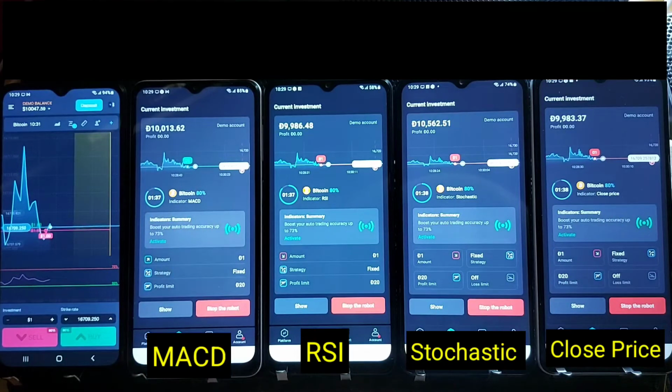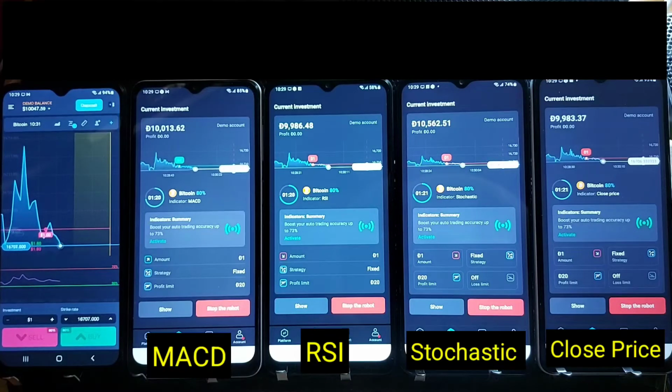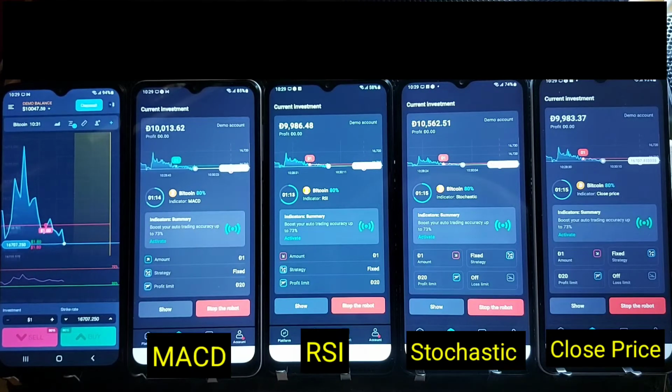The close price, the stochastic, and the RSI are indicating a downward movement. However, the MACD is indicating an upward price movement. Let us wait and see which indicator will prevail in this round. So far, prices are moving down. Oh no. Oh yes.